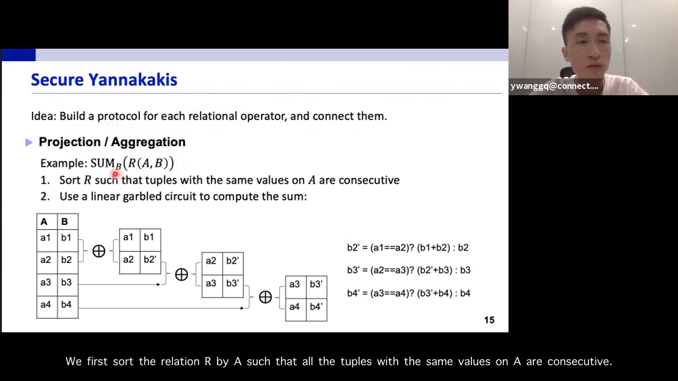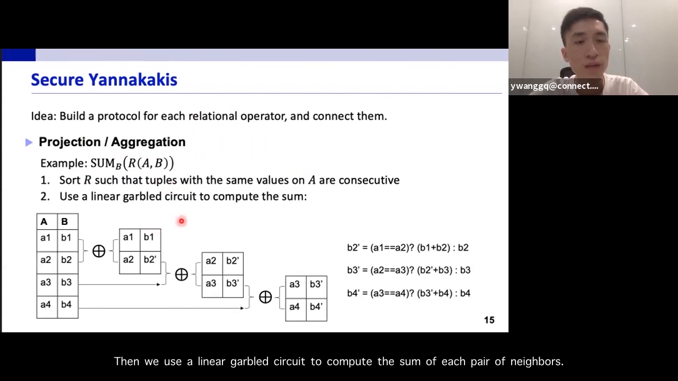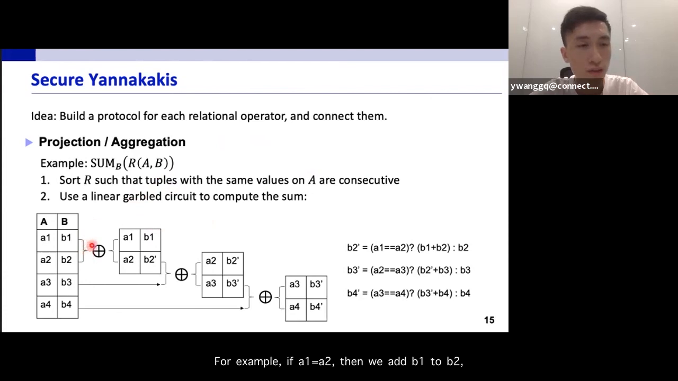For projection or aggregation, let's look at this example, sum B grouped by A. We first sort the relation R by A such that all the tuples with the same values on A are consecutive. Then we use a linear garbled circuit to compute the sum of each pair of neighbors. For example, if A1 is equal to A2, then we add B1 to B2, and B2 prime is equal to B1 plus B2. Otherwise, A1 is not equal to A2, then B2 prime is still B2.